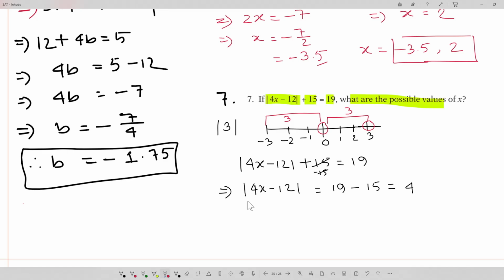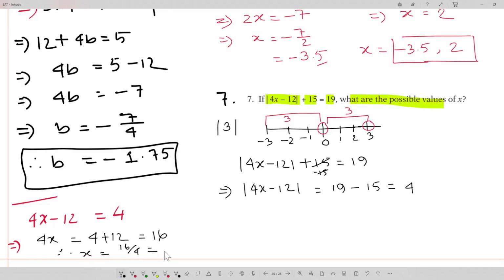Look, the absolute value of 4x minus 12 will be either minus 4 or plus 4, right? So first we take plus 4. So 4x equals 4 plus 12, which is 16. We can divide both sides by 4, so 16 by 4, the answer will be 4.